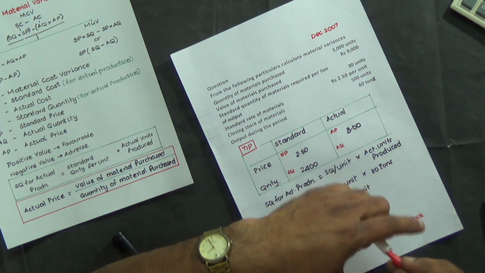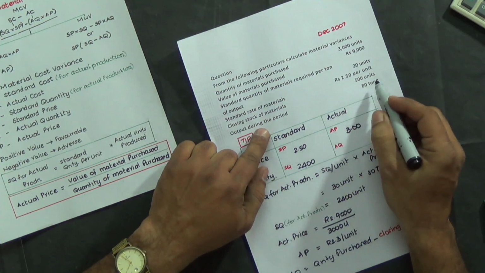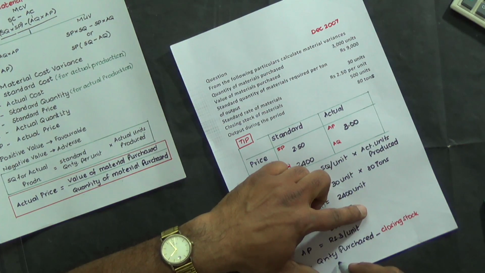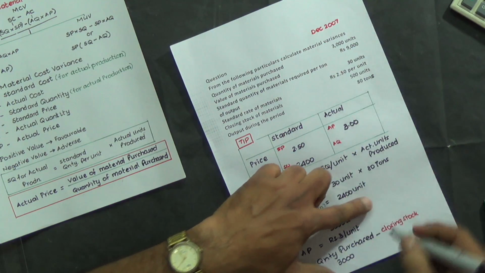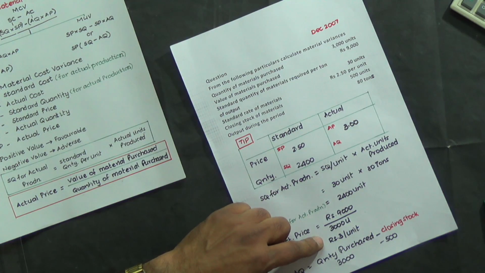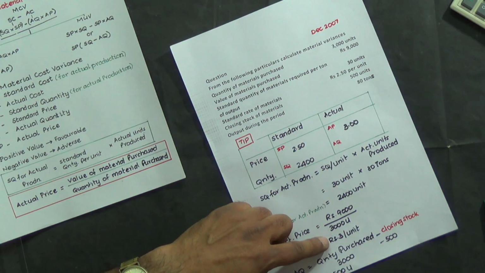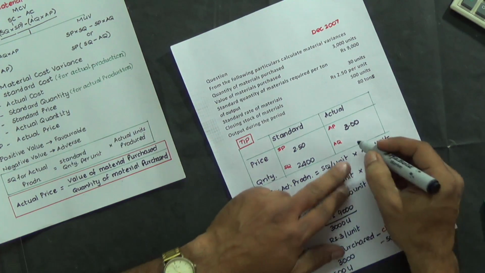In this problem, we have a closing stock of 500 units, stock of materials at the end. So we have purchased 3,000 units and we have a stock of 500 units left behind. So we have actually utilized 2,500 units. So actual quantity is 2,500.